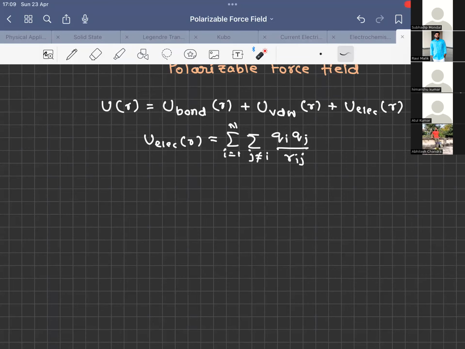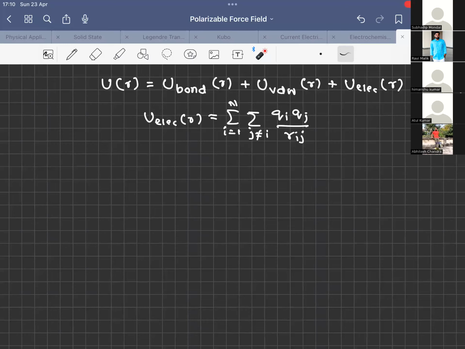It depends on your point of interest, on what type of study you want to do. It depends on whether you need a polarizable force field or whether the rigid force field can do the job. Now, this is the basis of the polarizable force field.